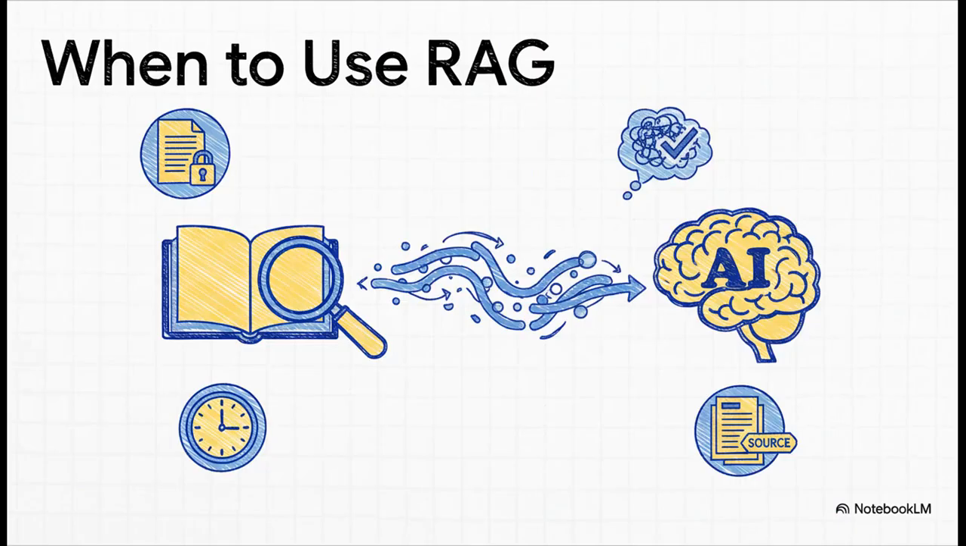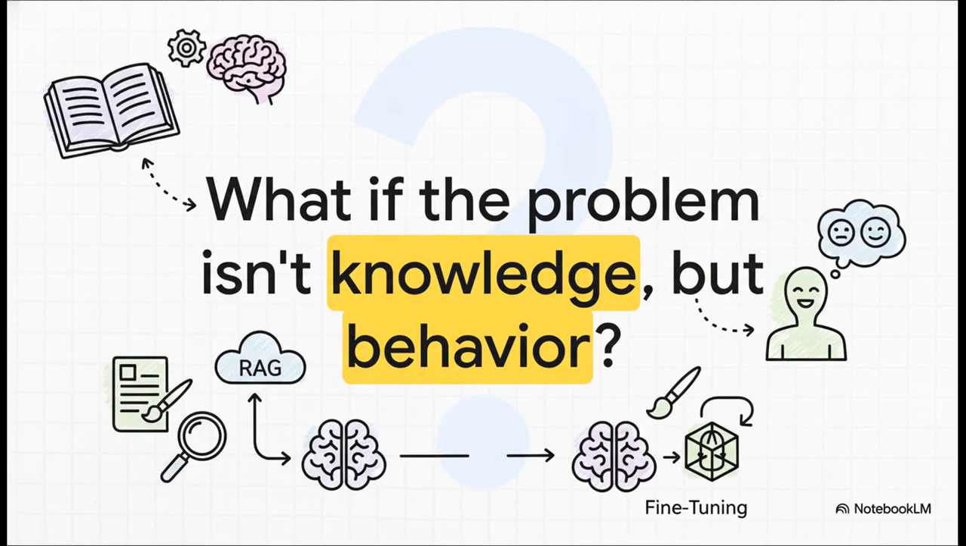Simple as that. So, this is your go-to whenever your model needs to know about things that are private, proprietary, or just new. Think about a support bot that needs to know about your latest product updates, or an internal tool that needs to search your company's private wiki. RAG is what keeps the model grounded in reality and stops it from just making stuff up. Okay, so we've solved the knowledge problem.